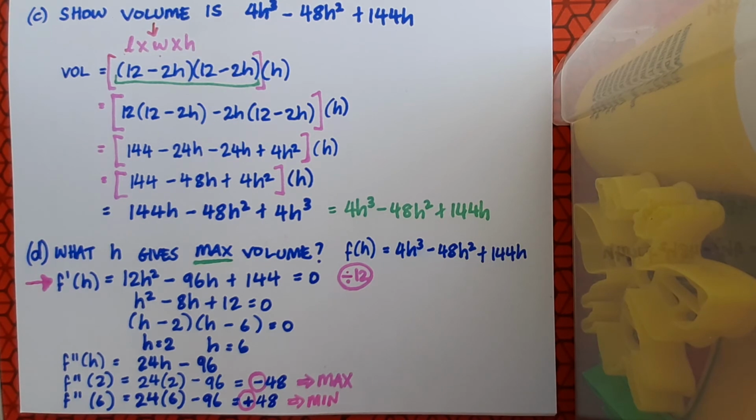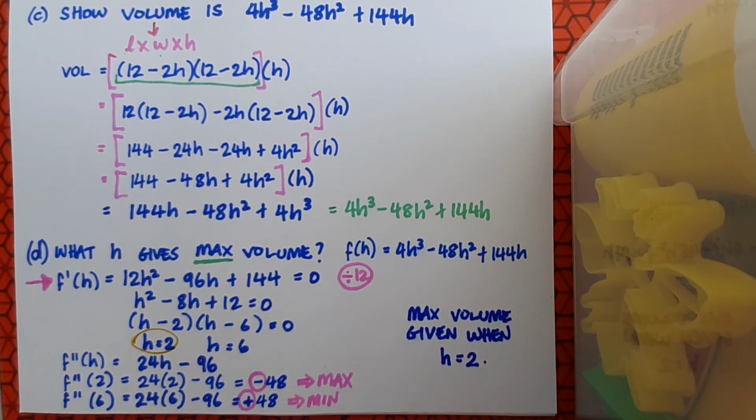So to go back and address the question, what value of h gives a max volume? Well, it's 2. So I'm going to write this down nice and clearly at the end of my question. The maximum volume is given when h equals 2.